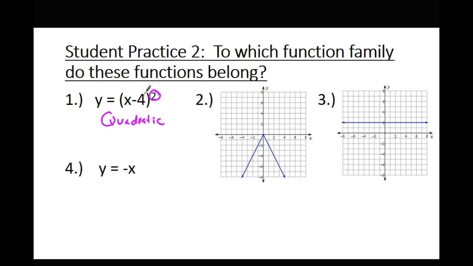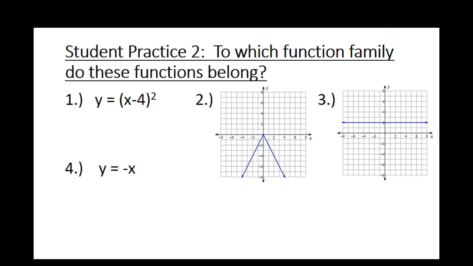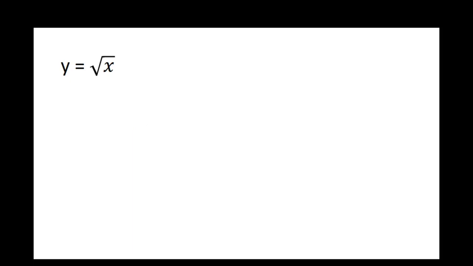Alexis, what about number 2? It is an absolute value function because it looks like a V, right? All right, next. Danielle, what about number 3? It's a constant. It is a constant function. All right, last one, Heidi. It is linear. It's an x to the first power, so that's linear. All right, so you guys now know how to classify functions.